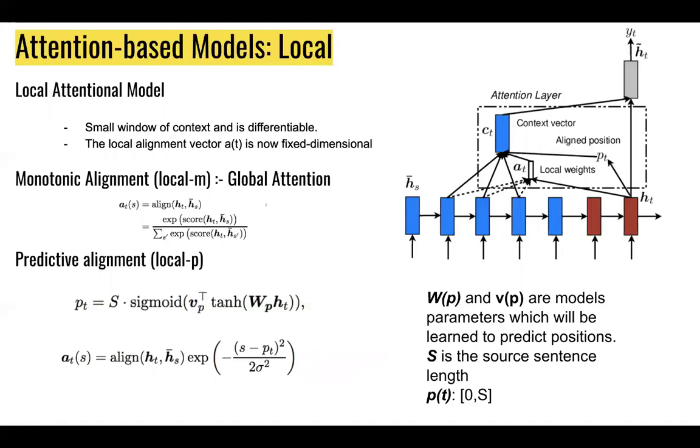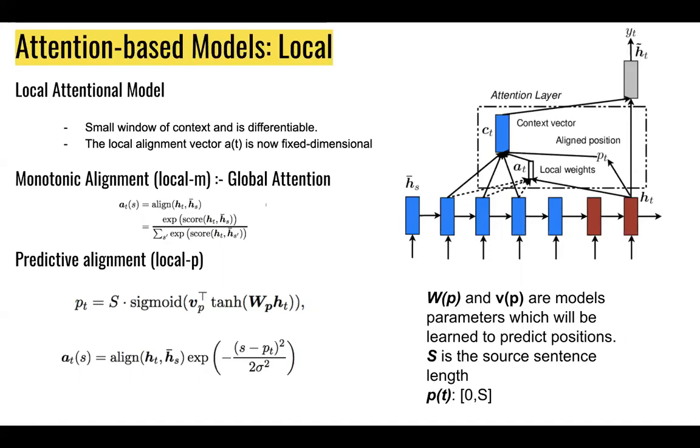And later I will introduce the local model, and there are two main differences. First, for the context vector, it uses a small window of context. This is because when the input sentence is too long, the global model will consider all of the source words, which is expensive and impractical.